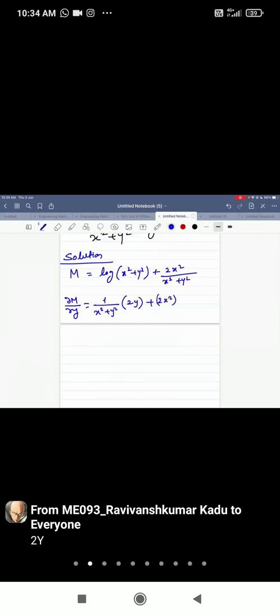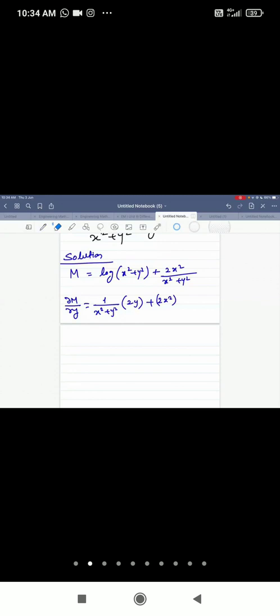Keep it aside, isn't it? When you differentiate partially with respect to y, this 2x square is constant. Keep it aside. What is the derivative of 1 upon x square plus y square? Minus 1 upon x square plus y square, squared. Right. But is the derivative complete? Oh, ma'am. No, into again 2y. Okay, good, good.